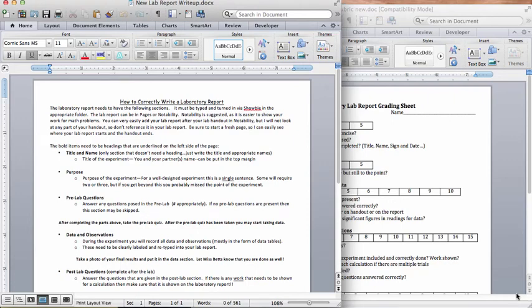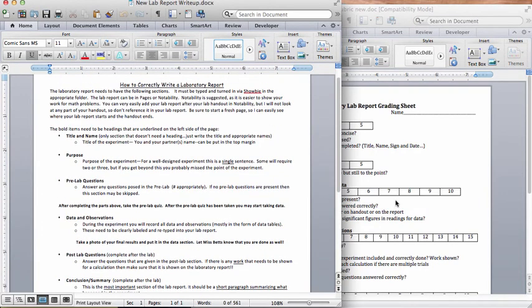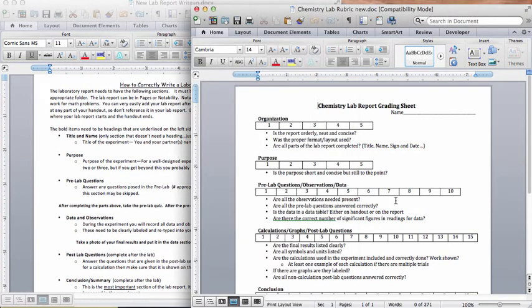Alright, in this video we're going to look at how to correctly write a lab report. I'm going to basically just work through this paper that you have on the front side, where it goes through all the different parts of the lab report, and then I will show you the back side of the paper, which is kind of a sample lab grading rubric sheet that I have.